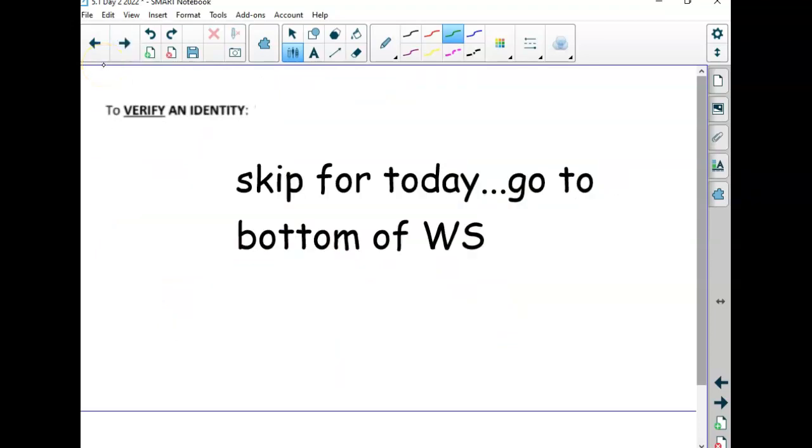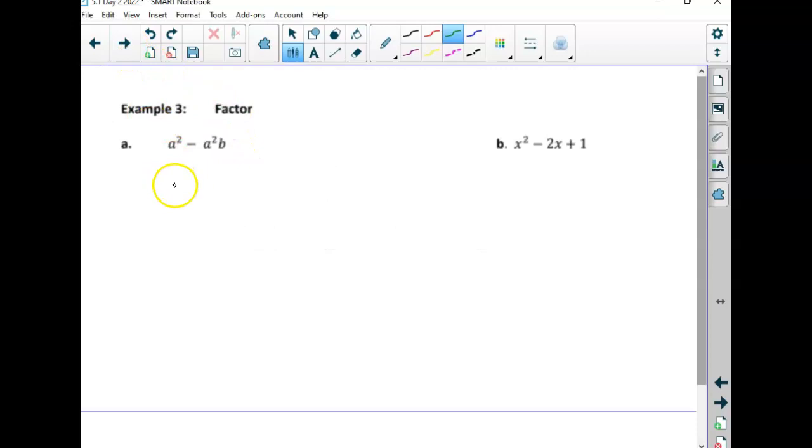We're going to skip verifying identities until Monday. So at the very bottom, I think, of this worksheet, is there just a couple factoring questions? Sometimes we need to be able to factor trig things. And so we're just going to talk about factoring algebraically first. What do we want to factor when we see this guy?